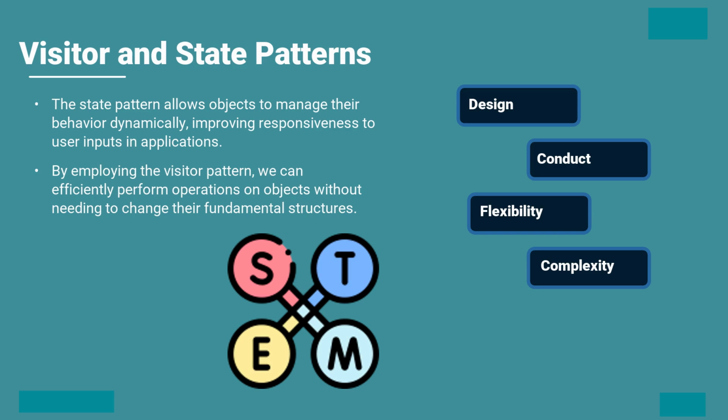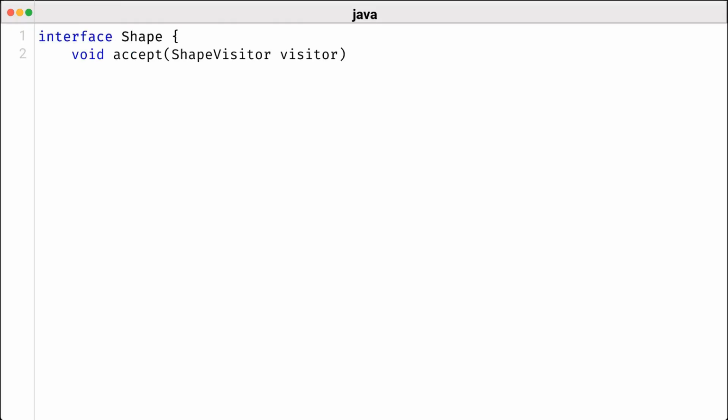Now we will talk about the visitor pattern, delving into how it can help us execute operations on objects without altering their structures. Now let's take a look at the cornerstone of our visitor pattern implementation, which begins with the definition of the shape interface. This interface establishes a contract that all geometric shapes must adhere to, defining a single method, accept, which takes a shape visitor as a parameter.